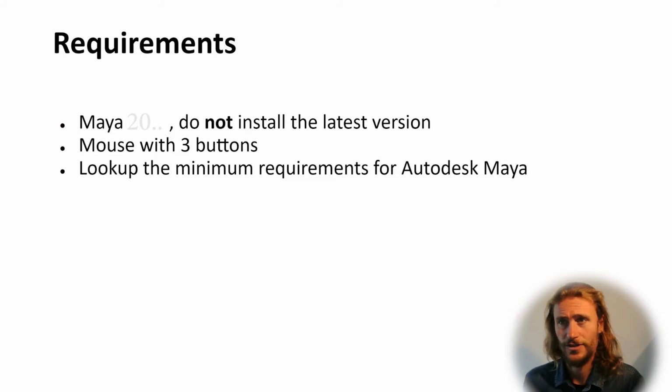Also, you need a mouse for this course with 3 buttons. So if you're on a Mac, which Maya runs on, please don't use a Mac mouse, but use a mouse with 3 buttons. You need the 3rd button to look around and pan and that kind of stuff. If you do want to know what the minimum requirements are for Autodesk Maya, please look it up online. There's a list of minimum requirements for this.